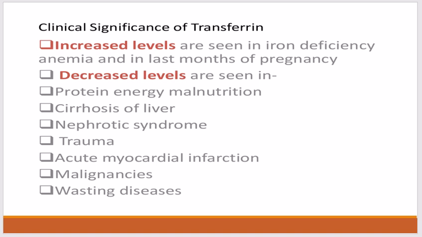The clinical significance of transferrin also includes when the levels are increased. These are seen in iron deficiency anemia and in the last months of pregnancy, and the decreased levels are seen in protein energy malnutrition, cirrhosis of the liver, nephrotic syndrome, trauma, acute myocardial infarction, malignancies, and muscle wasting diseases.